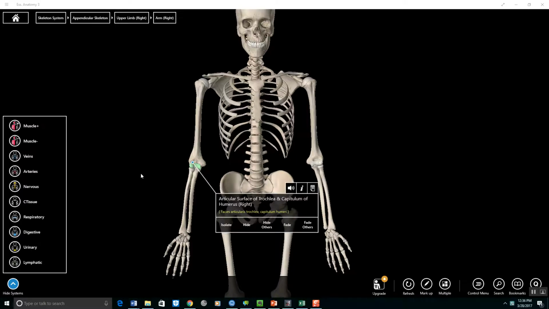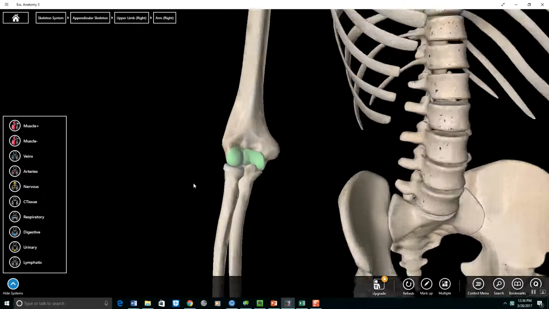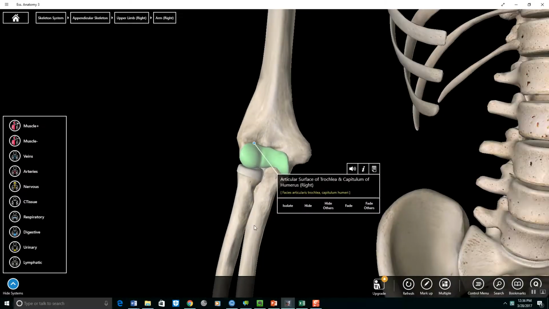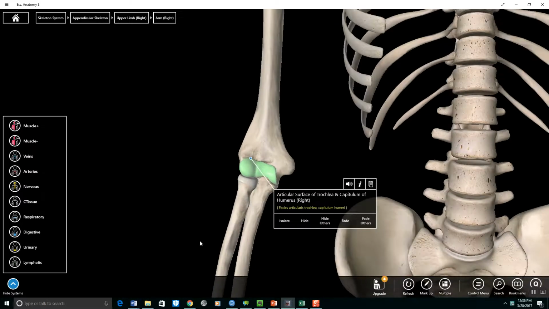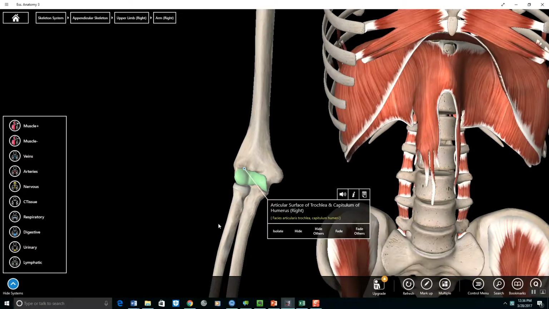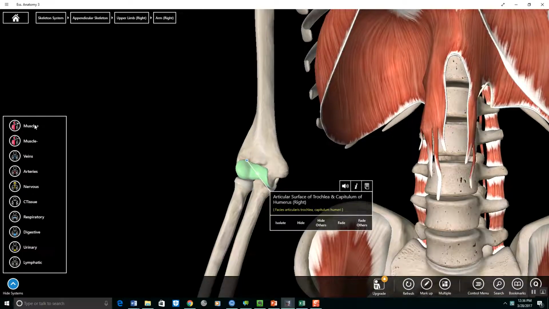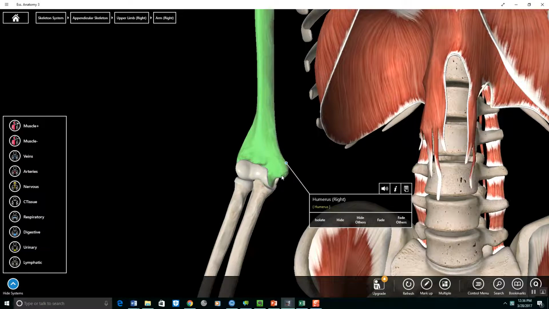All right, so the elbow. You can see here the elbow, the most common cause is what's called golfer's elbow. And what that is, it's on the inside of the elbow. There's a bone right here that has a lot of tendons that attach to it, and we're going to show you those tendons right now. And golfer's elbow is also called medial epicondylitis. This is the medial epicondyle, right? This is the area where that is.